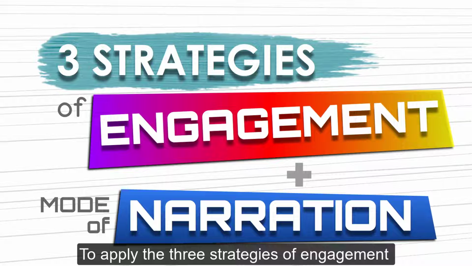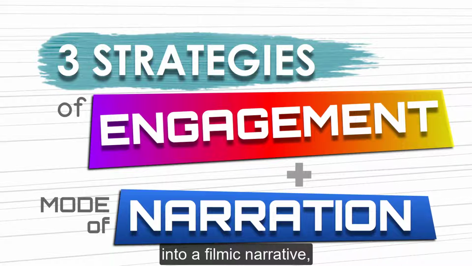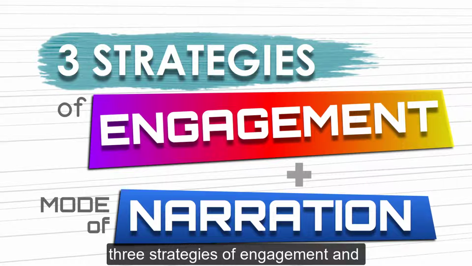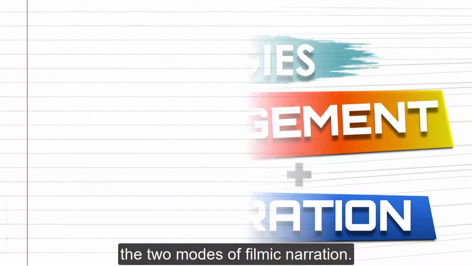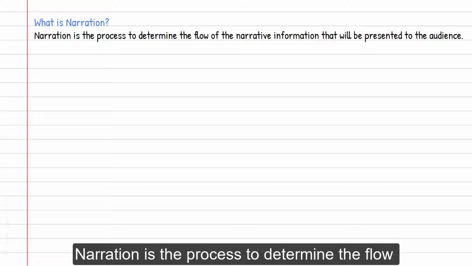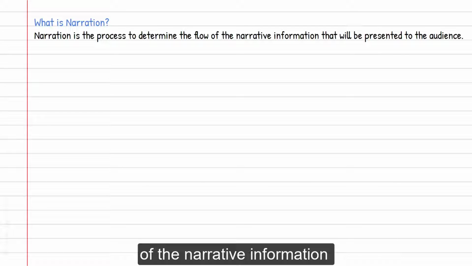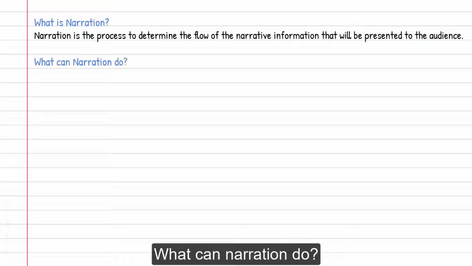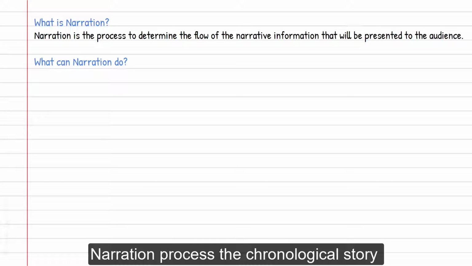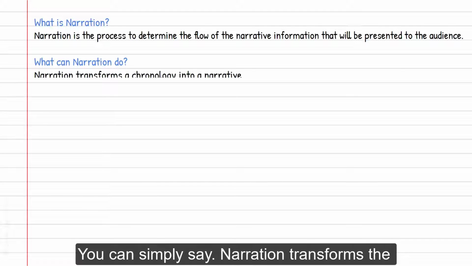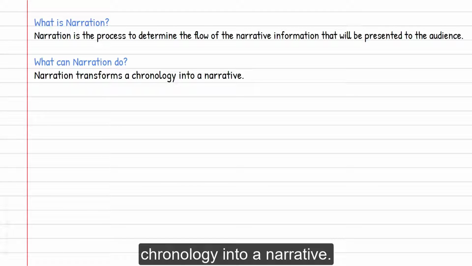To apply the three strategies of engagement into a filmic narrative, we need to look at the relation between the three strategies of engagement and the two modes of filmic narration. Let's begin with understanding what is filmic narration. Narration is the process to determine the flow of the narrative information that will be presented to the audience. What can narration do? Narration processes the chronological story into a narrative story. You can simply say, narration transforms the chronology into a narrative.